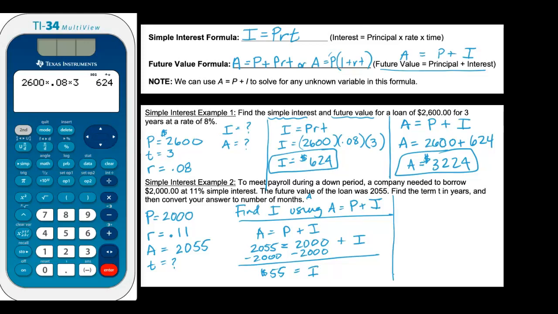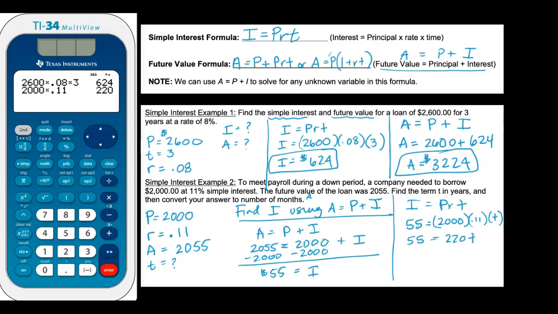Now I can go ahead and use the I equals PRT formula to find T, because now I know what the interest is. It's $55. The principal is $2,000. The rate is 0.11, and the T we don't know. So that's the unknown. And so to solve this, I'm going to simplify the side with the T. So I'm going to take the 2,000 and multiply it by 0.11 and I get 220. So 220T equals 55.